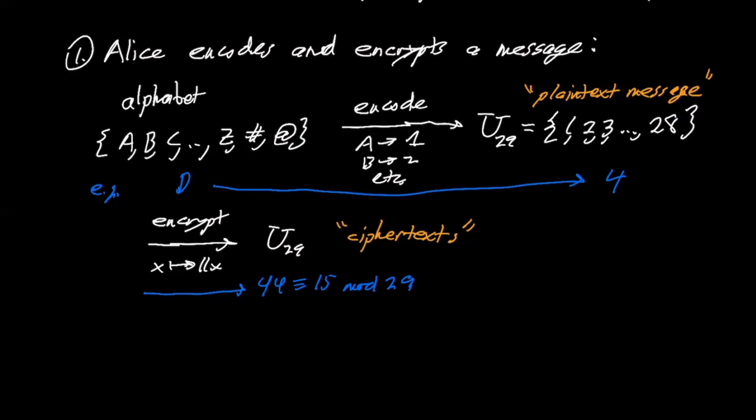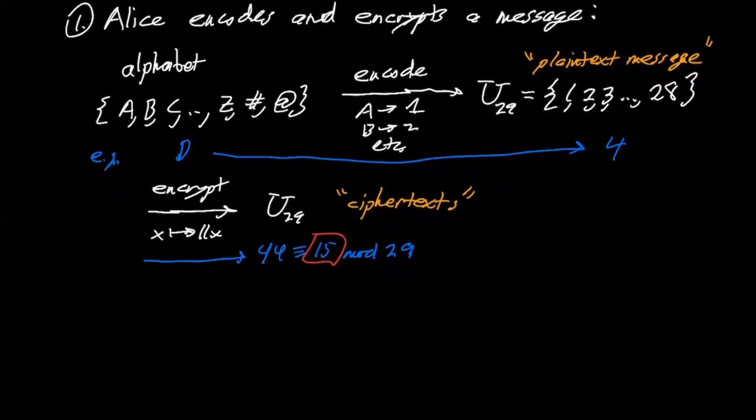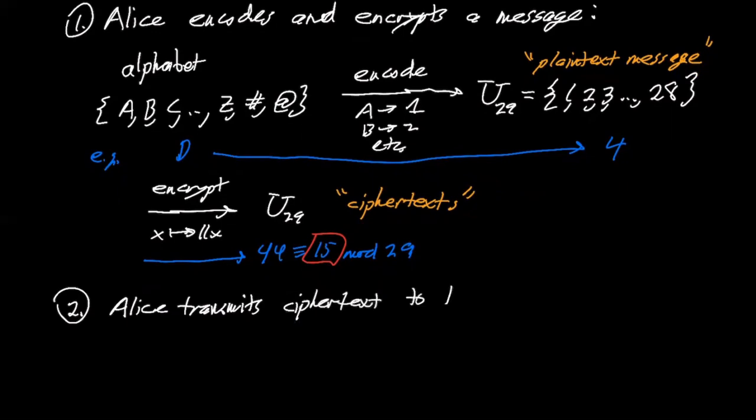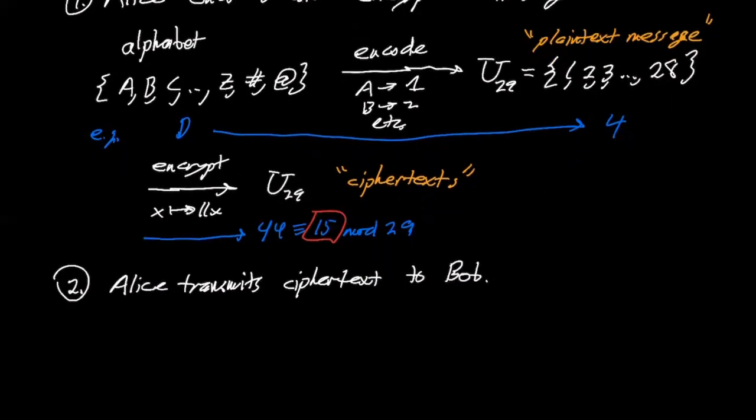Okay, so that's the number that we end up with. Our message is just 1 letter long. I'll talk about longer messages in a moment. So then step 2 is Alice transmits her message to Bob, transmits the ciphertext to Bob, but here's the problem.